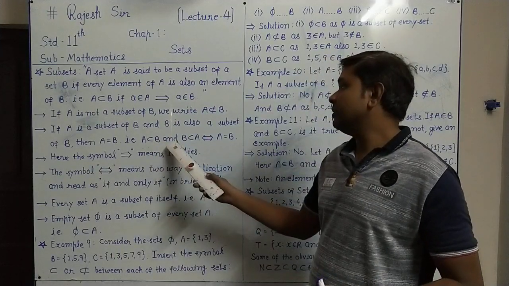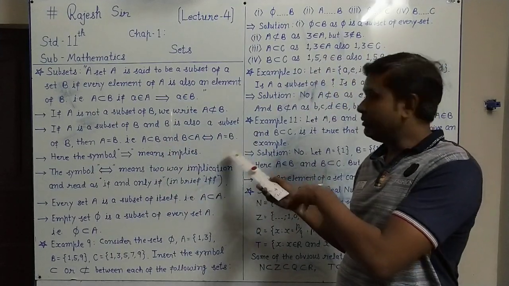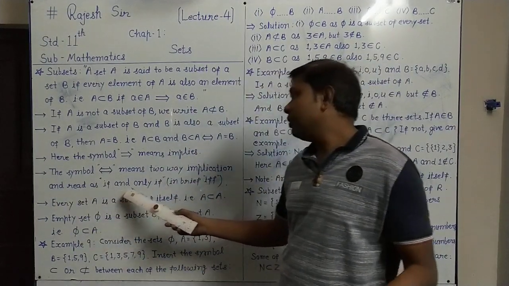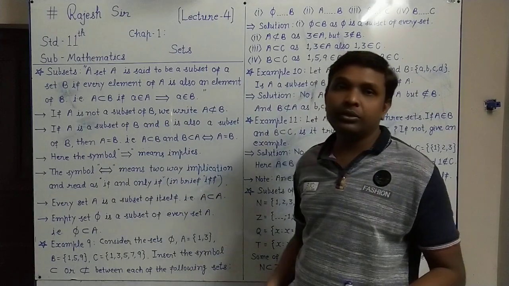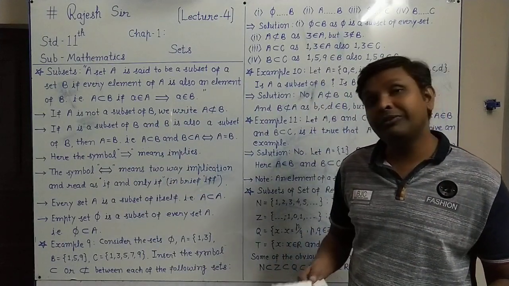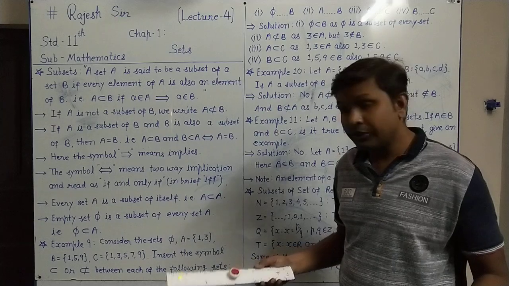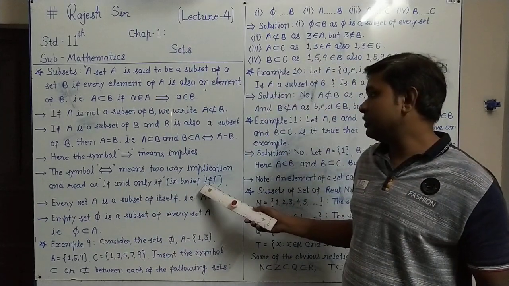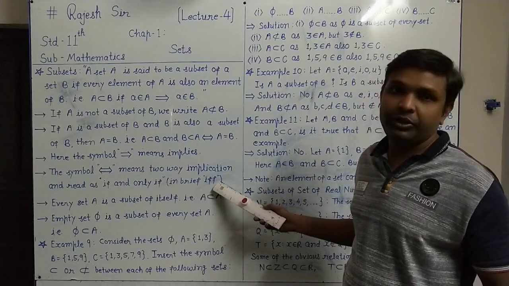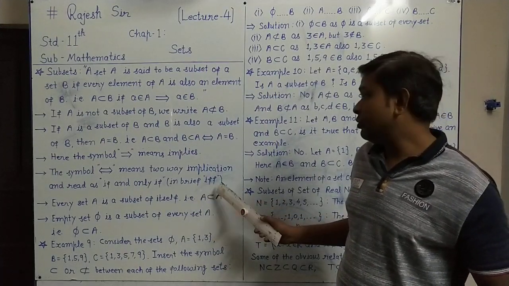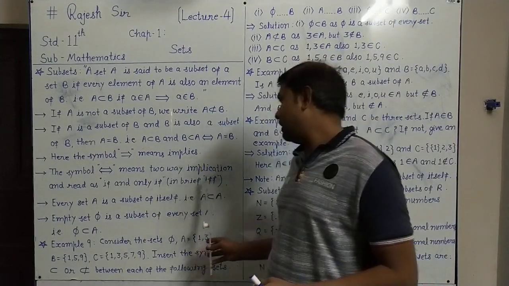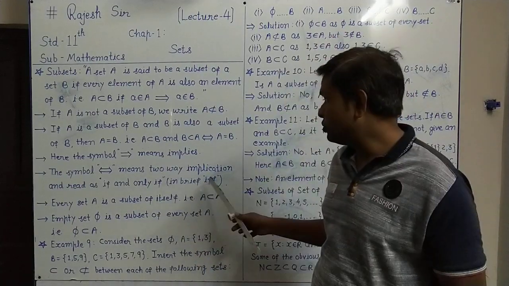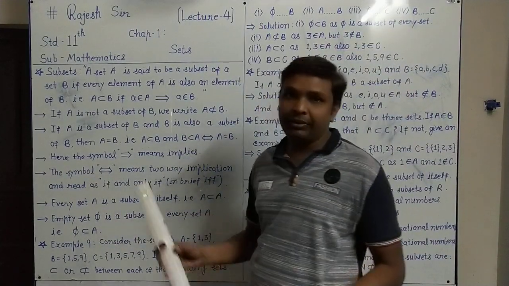Means if this side, then this side will be true, and if this side, then this side is also true, two-way. So it is read as if and only if. This is the sign used for two-way implication, used to say if and only if in maths. In short, it is written iff, that is if and only if. So sometimes we will use this also. We will read it as if and only if, and if you want to use the symbol, we will use the two-way implication sign.